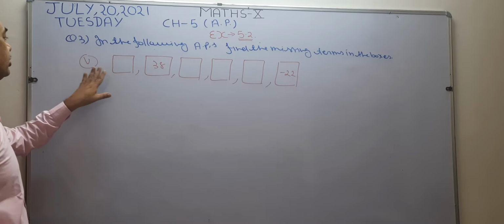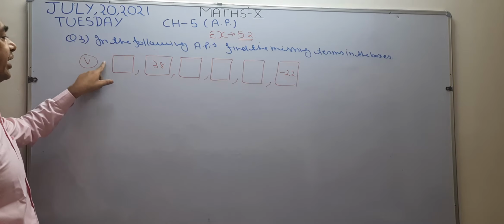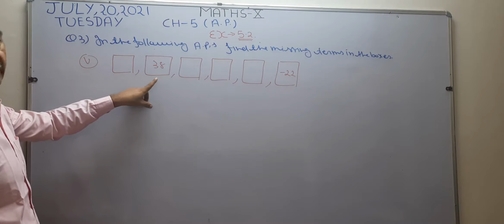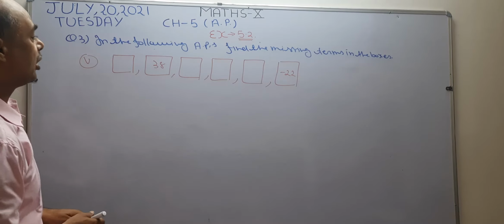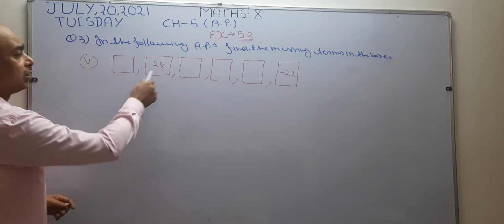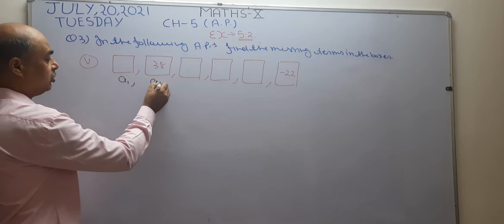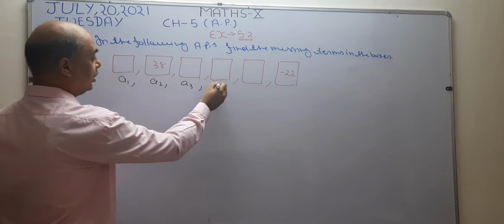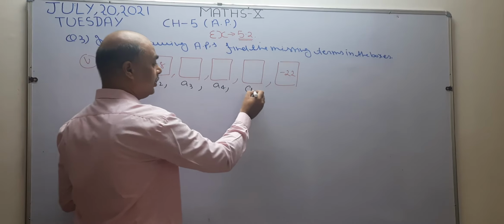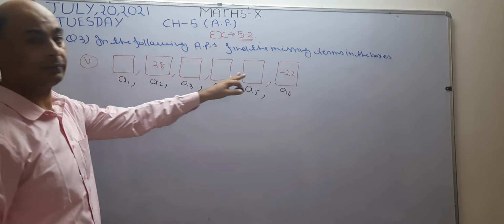Now I want to solve its fifth part. I leave the second and fourth parts for you, for your practice. Now, how many terms are missing? 1, 2, 3, 4. 4 terms are missing, and 2 terms are given. So write first: this is your first term, this is your second term, this is your third term, this is your fourth term, and this is 5, and the last term is the 6th. 6 terms are given.